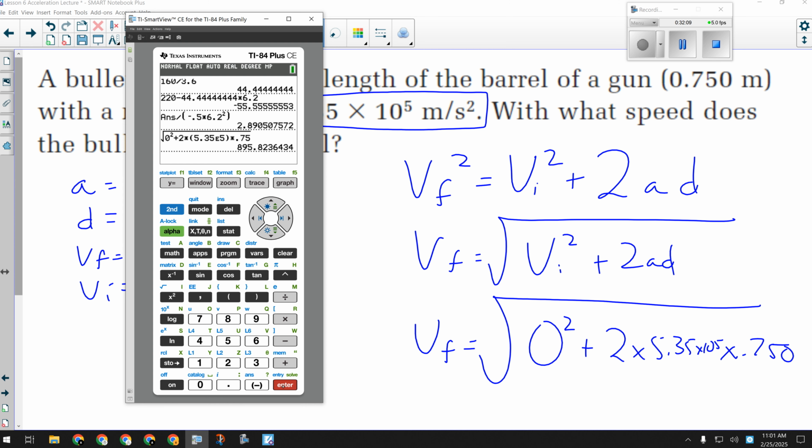Is that fast? It's pretty close to 3 times the speed of sound. Sound travels at around between 300 and 330 meters per second, depending on temperature. So the bullet's going faster than sound. What does that mean if you're the target?